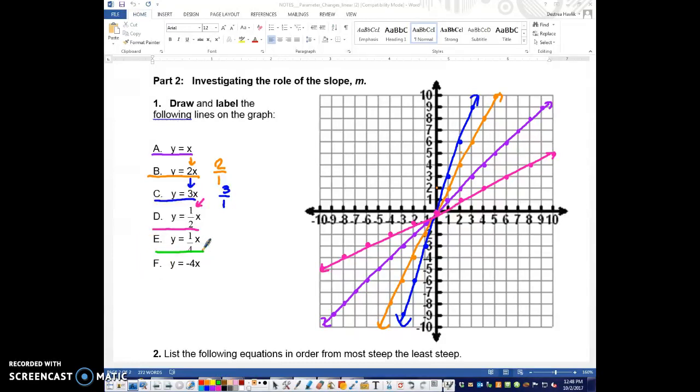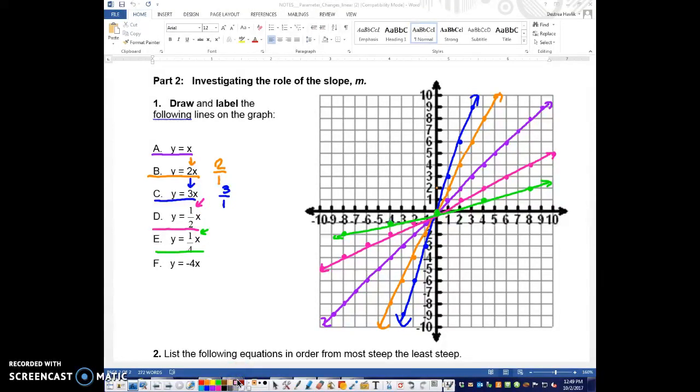Let's find out. Okay, so the y-intercept is still 0, but now we're going to rise 1 over 4. Rise 1, over 4. Then we go backwards, 1 over 4, and again. Connect the dots. So what happened to that line? It got less steep, okay? So the smaller the fraction, the less steep the line becomes.